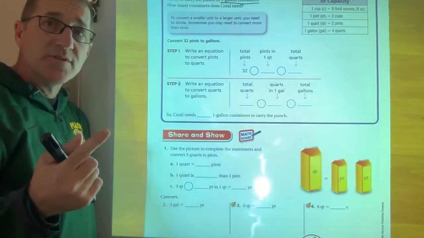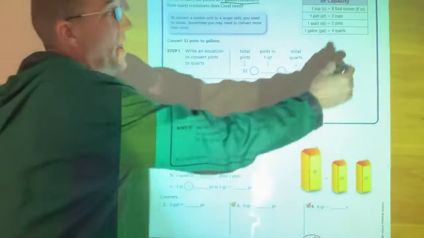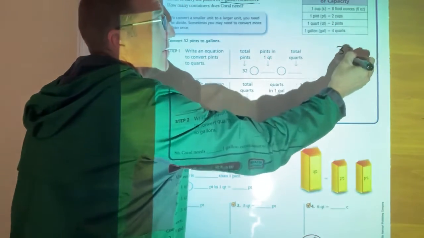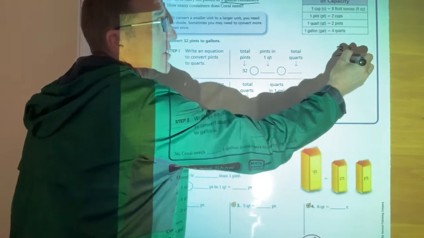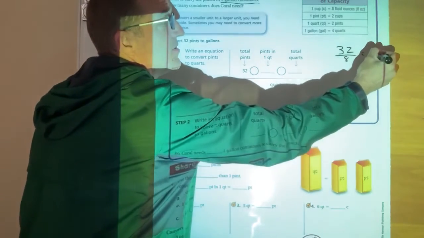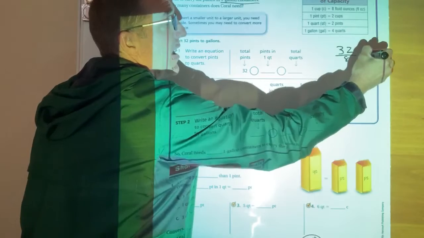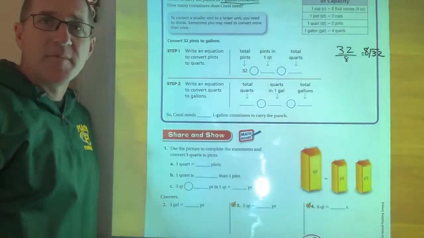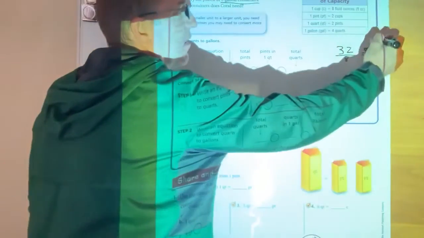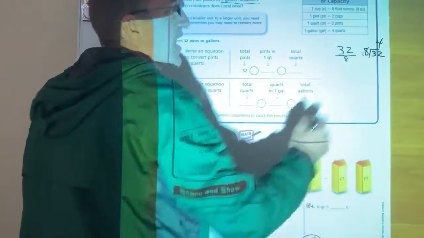So I should be able to take 32 pints and divide by 8, which is just 32 divided by 8. 8 goes into 32 how many times? 4. So this is 4 gallons.